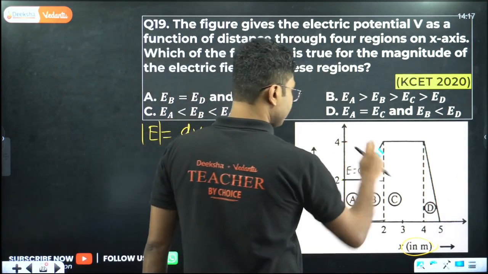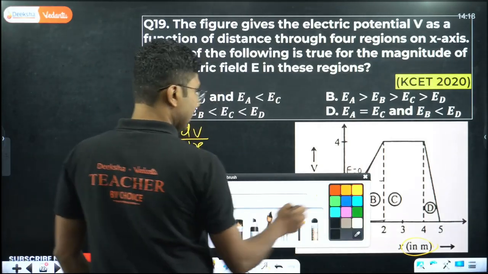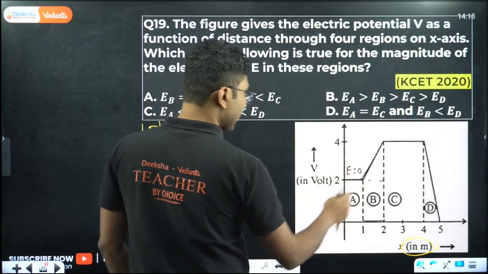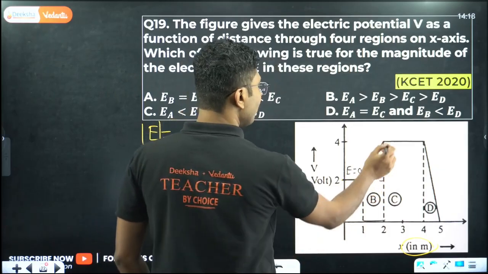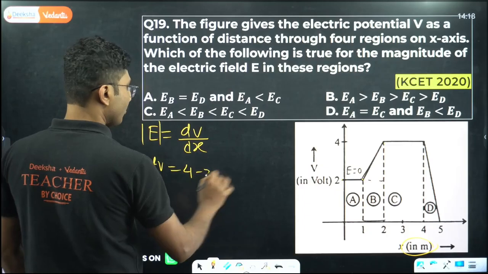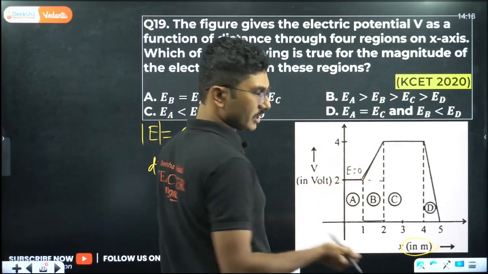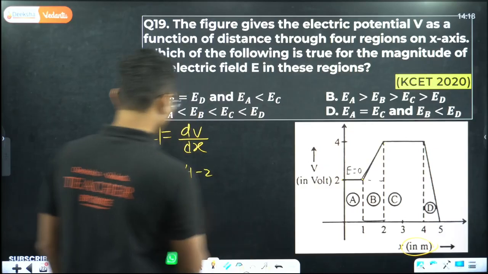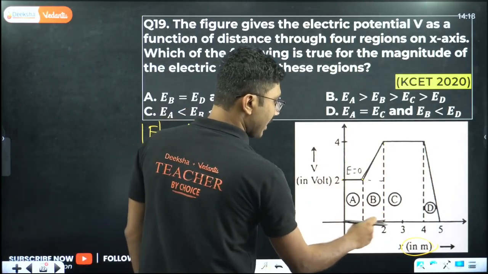Doubt? Okay, let me explain. So for this particular point from region B, the voltage is changing from 2 to 4. So change in voltage is 4 minus 2, final voltage minus initial. So we are ignoring the sign. Bigger minus smaller, so that is the change in voltage. Okay, what is the change in distance? Change in distance is this one, 2 minus 1.